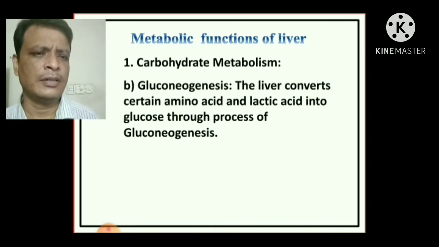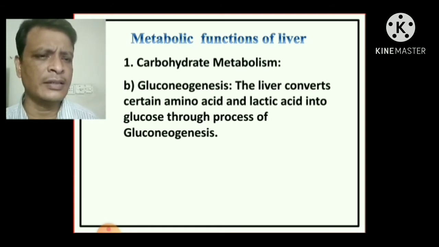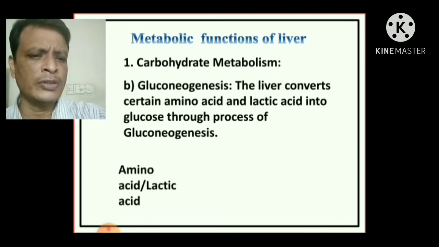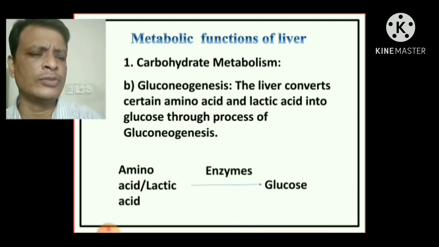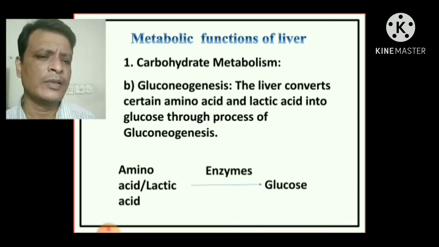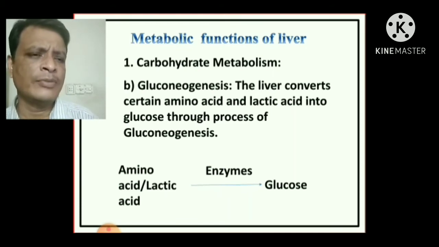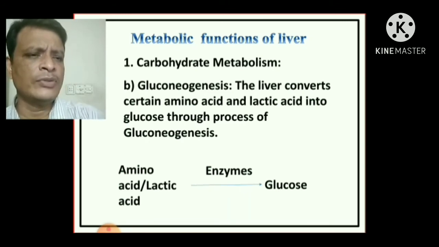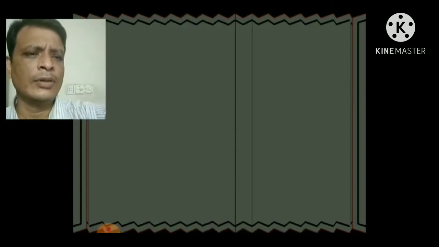And gluconeogenesis. The liver converts certain amino acids and lactic acid into glucose through the process of gluconeogenesis. Amino acids and lactic acid are converted into glucose by the process of gluconeogenesis. Actually, sometimes glucose may be formed from a non-carbohydrate source. For example, amino acid or lactic acid may be converted into glucose by the help of the enzymes.